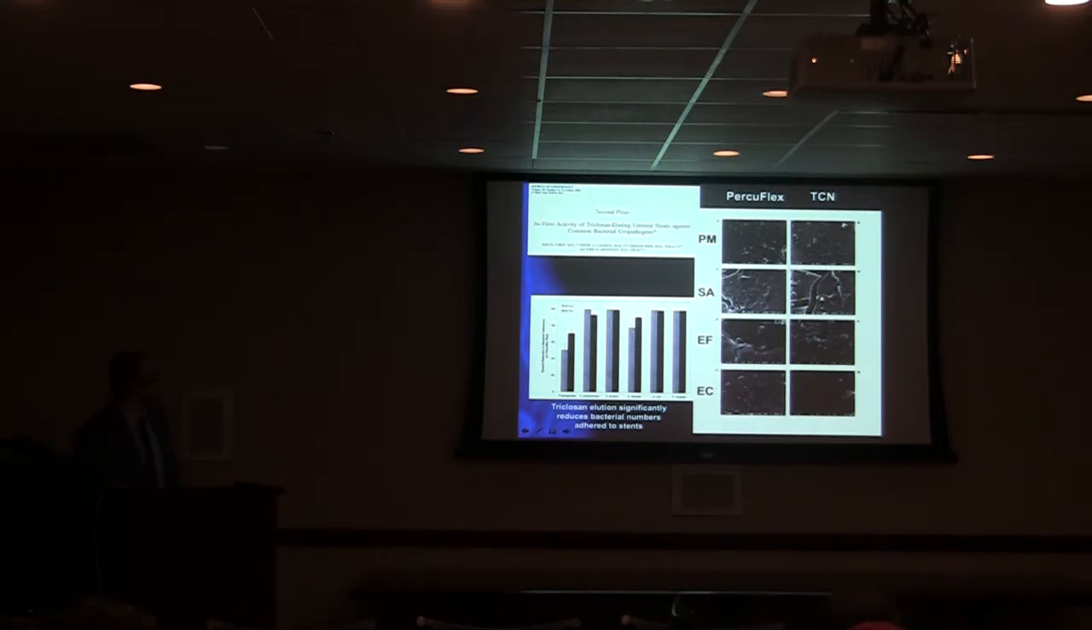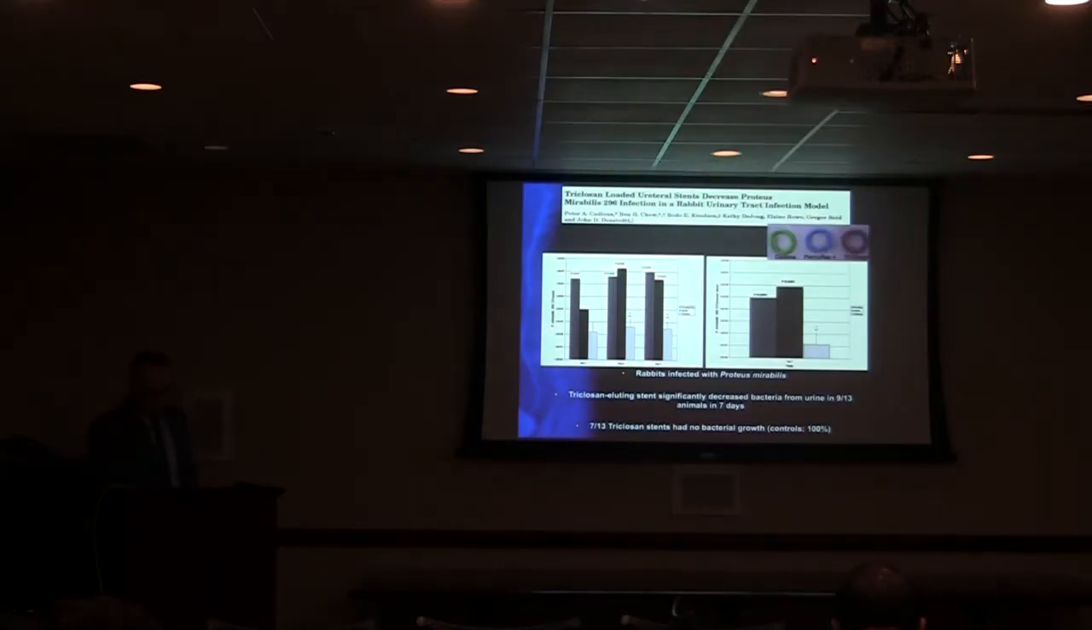And then on the right here are images, scanning electron micrographs, basically showing uncoated and coated samples over time. And certainly the coated ones have less bacterial numbers on the surface. So the next logical step is, well, let's try this in vivo.